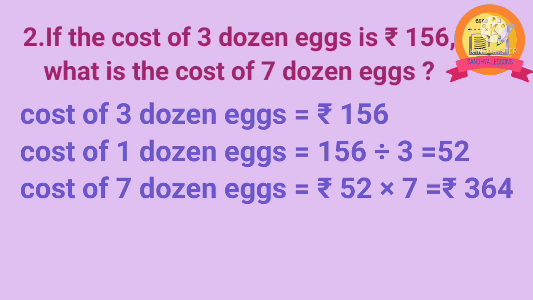Cost of 3 dozen eggs is equal to 156 rupees. Cost of 1 dozen eggs: we can get the cost of 1 dozen eggs by dividing 156 by 3. After dividing, we get 52. Cost of 7 dozen eggs is equal to, we can get it by multiplying 7 with the cost of 1 dozen eggs, that is 52 multiplied with 7. After multiplication, we get 364. Therefore, the cost of 7 dozen eggs is equal to 364 rupees.